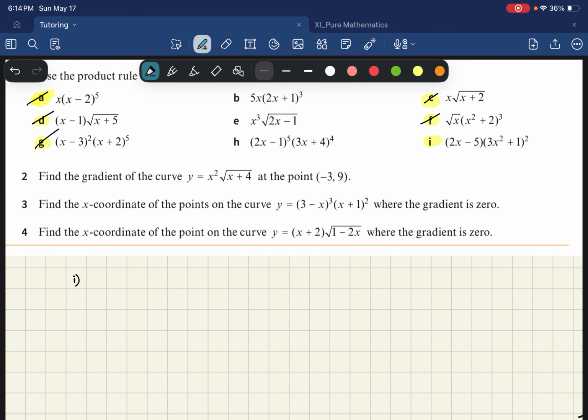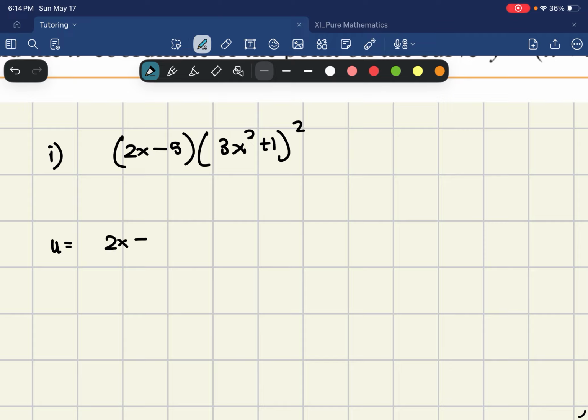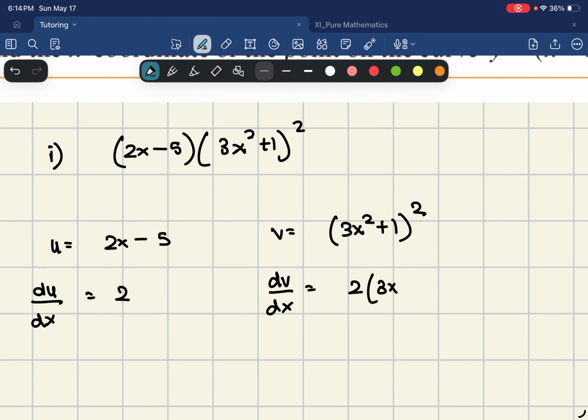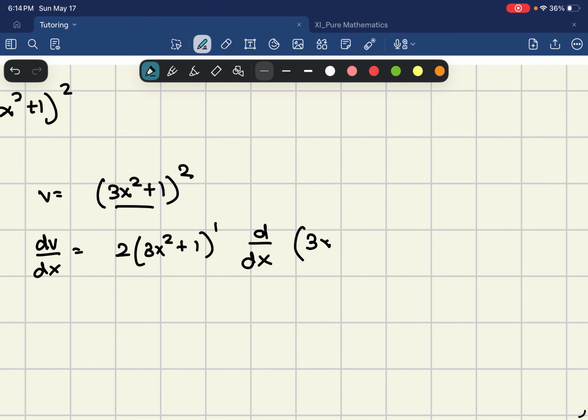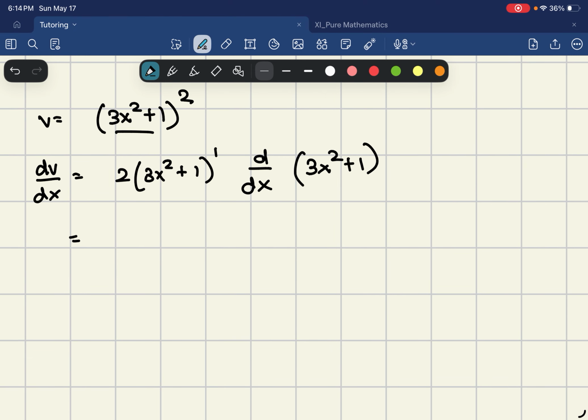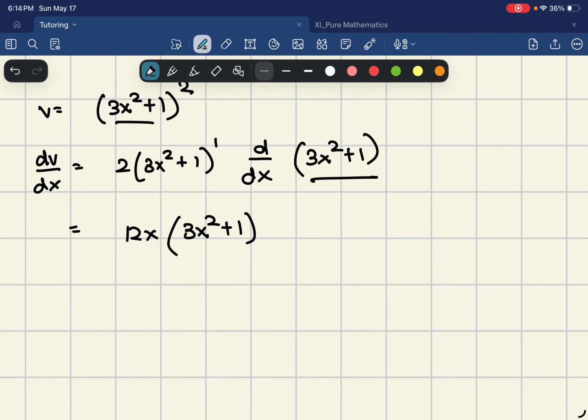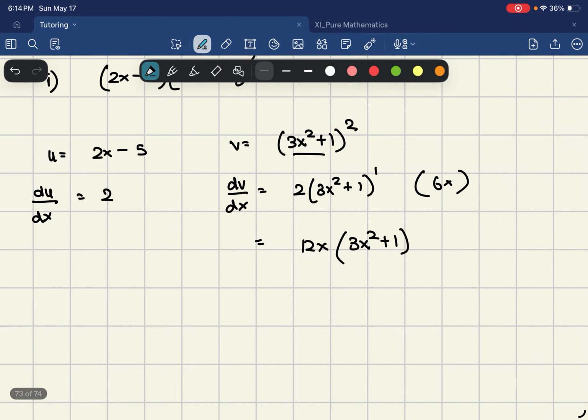And let's go with I. So for I, you have (2x minus 5)(3x squared plus 1) squared. So you can use the UV method. U is just 2x minus 5. Du by dx is going to give you 2, right? V is (3x squared plus 1) squared. dv by dx is going to be 2(3x squared plus 1) to the power 1, but you have to differentiate the inside again. So overall, this is 6x. So it's going to be 12x(3x squared plus 1). When you differentiate the inside, you're going to get 6x. So when you multiply everything together, you get this expression.